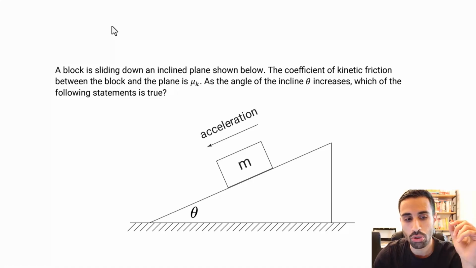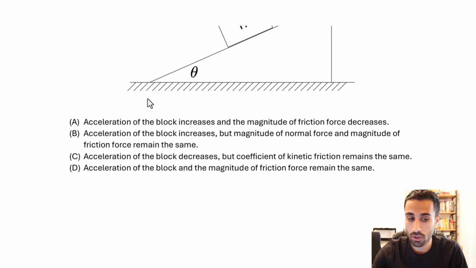Let's read it together. We have a block sliding down an inclined plane shown below. The coefficient of kinetic friction between the block and the plane is mu kinetic, coefficient of kinetic friction. As the angle of the incline theta increases, which of the following statements is true? Now, going down, A, B, C, or D, it's only one answer in this one.